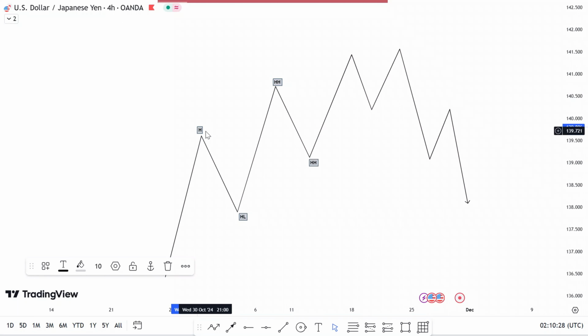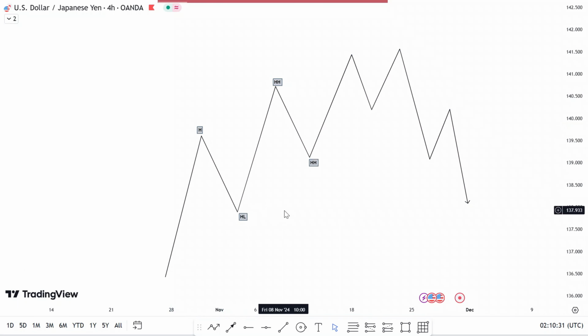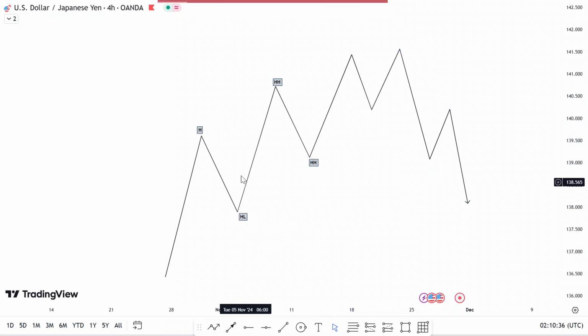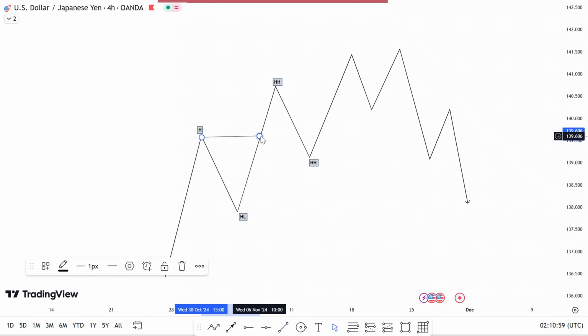Now in SMC, this was the first high of the market. As the market moved above this recent high, it creates another higher high, and the candlestick the market used in going above this recent high is known as a break of structure. So this point in the market is known as a break of structure.